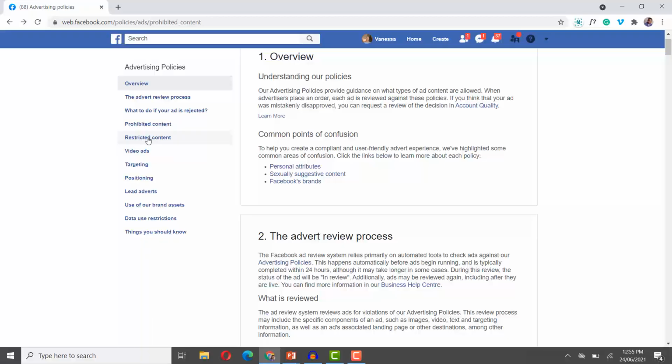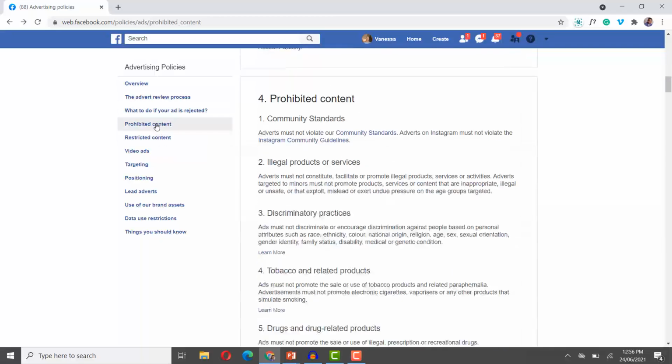Restricted content means we could allow this kind of ad, but with some permission. Now, prohibited content means we don't want this at all. We don't want this on our platform. It is prohibited. Restricted is limited to only those who have the necessary permission or meet the necessary requirements to promote those kinds of ads. So let me take you to the prohibited content.